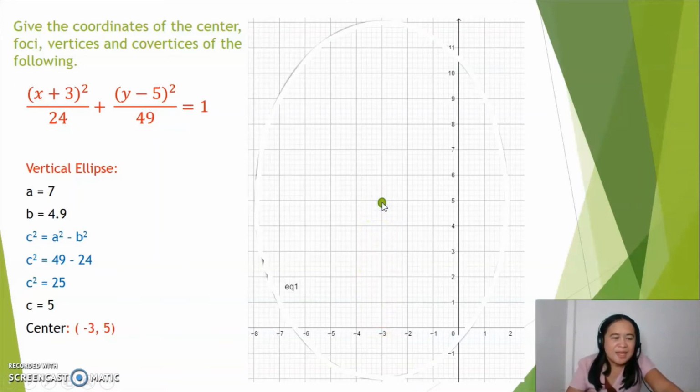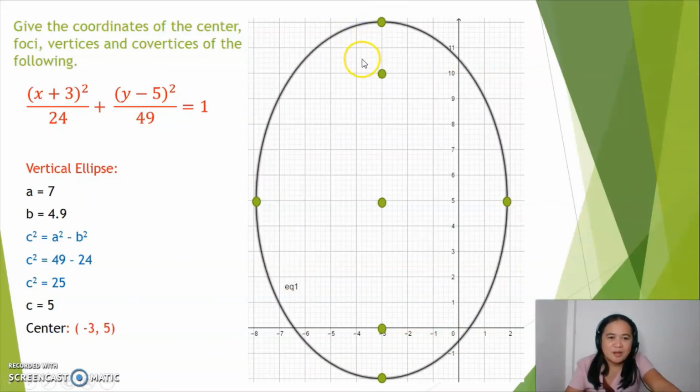So it's here. Since our a is 7, from the center, count 7 points to the top and 7 points down. And since our b is 4.9, from the center, count 4.9 to the right and 4.9 to the left. And since our c is 5, from the center, count 5 points up and 5 points down. And again, simply connect the vertices and the co-vertices with a smooth curve. So basically, this is our graph.